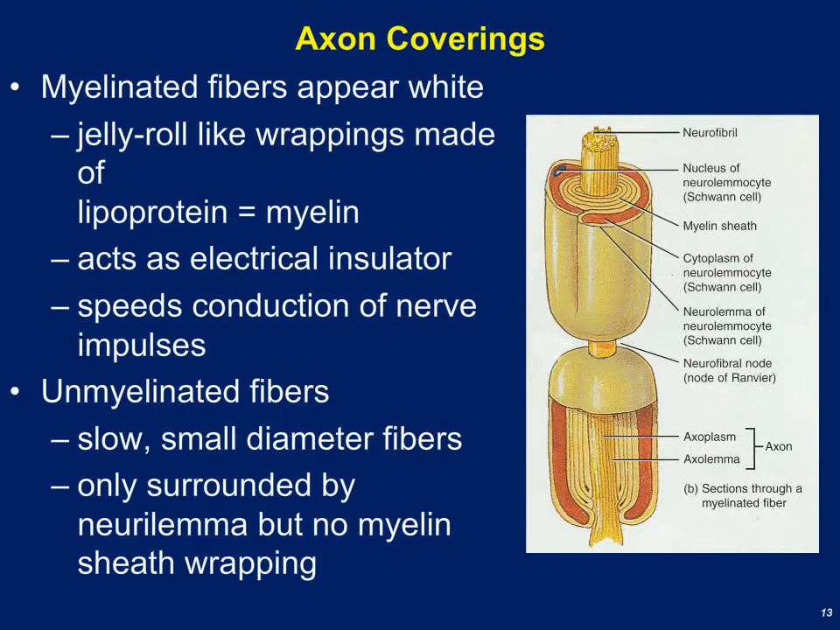So within the CNS and PNS, we can have both myelinated and unmyelinated fibers. Now the myelinated fibers obviously are either oligodendrocytes in the CNS or Schwann cells in the PNS that are wrapping around those axons. And again, they're there to help speed up the velocity of the nerve impulses. And we'll talk about how that happens in just a few slides. We do have some unmyelinated axons, however, and they tend to be slow and have very small diameter axons or fibers, and they're only surrounded by something called a neurolemma, but they don't have a myelin sheath. And because they don't have a myelin sheath, their nerve impulses tend to be fairly slow.